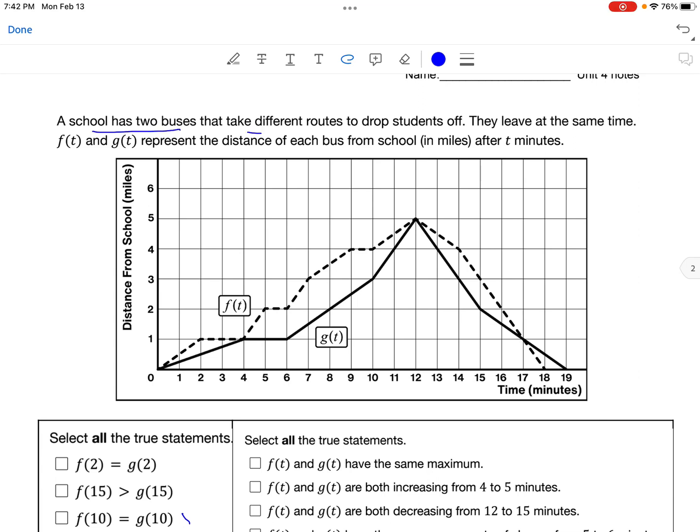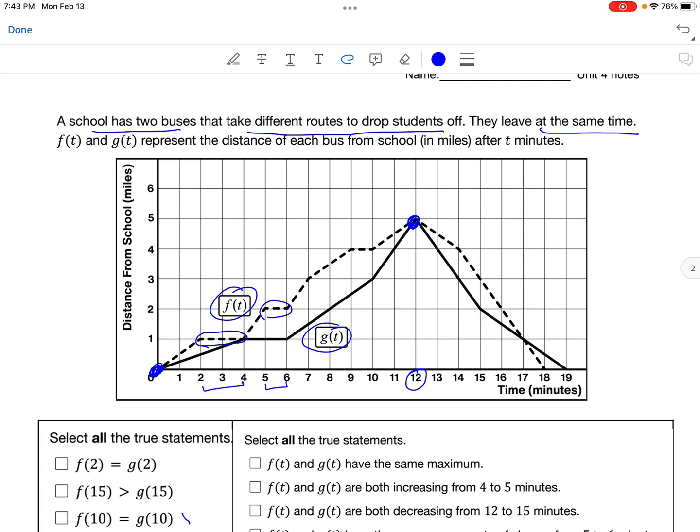So we have a school that has two buses that take different routes to drop students off. They leave at the same time, so they're both leaving at time 0 from school. School's over. And then we have f of t, the dotted line, and we have g of t. They're taking different speeds at different times, like f of t, this bus is stopped at this point between 2 and 4 minutes, it looks like, right? This must be another bus stop here between 5 and 6 minutes. They both reach the same point, distance from school, looks like 5 miles from school, right at 12 minutes.